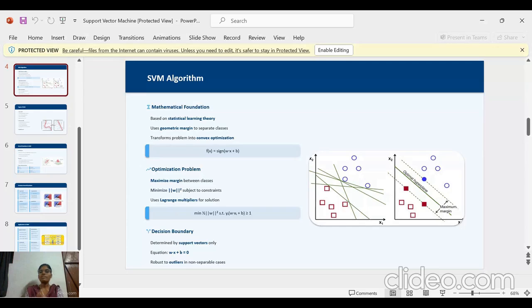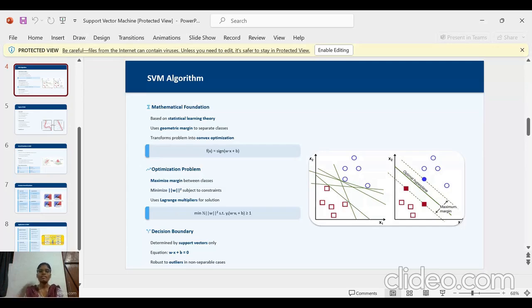Then, how does SVM work? Let's break it down step by step. Step 1, input data. We start with a data set containing two or more classes. Step 2, plot the data. We visualize the data in feature space. Step 3, find all possible hyperplanes. There are many possible decision boundaries, but not all of them separate the data well. Step 4, choose the hyperplane with maximum margin.